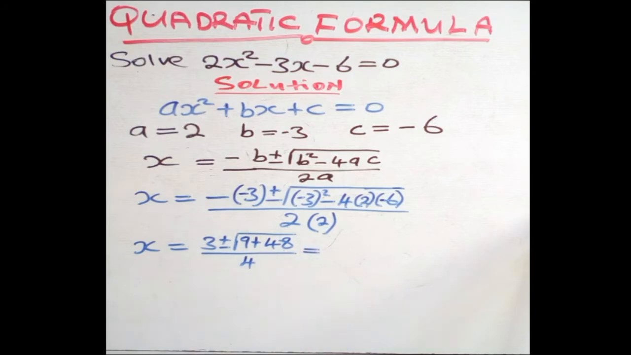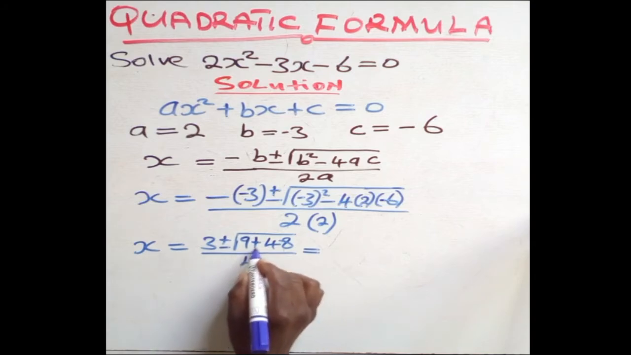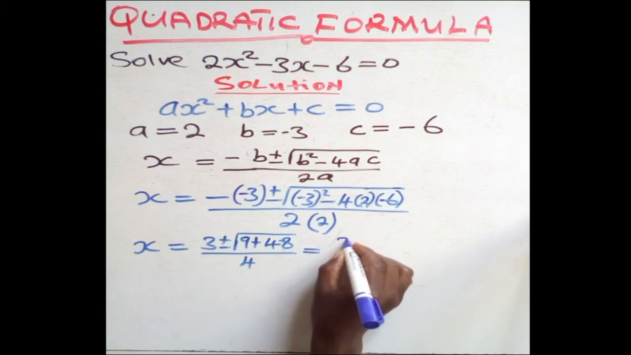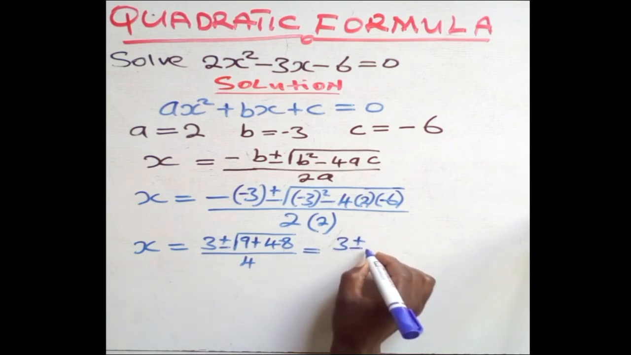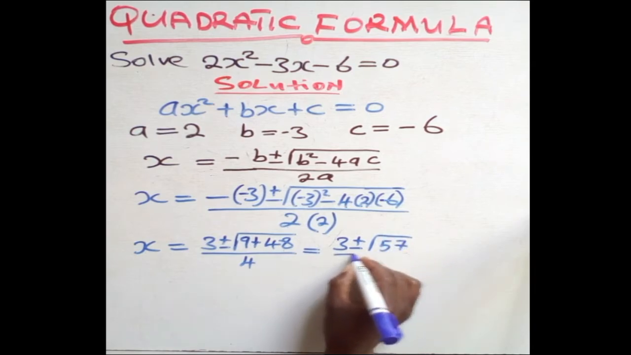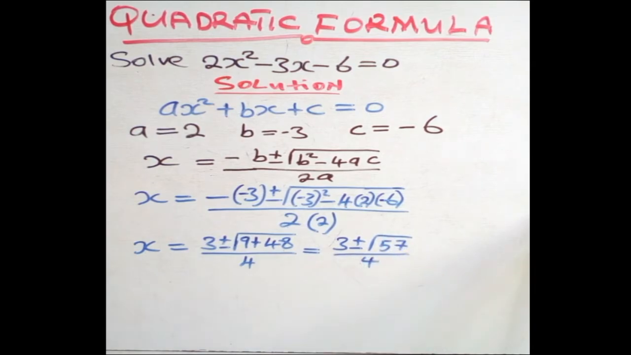This is going to be equal to, you add inside the root. When you add inside the root, what are you going to have? You are going to have 57, because 9 plus 48 is 57. So then, this is equal to 3 plus or minus root 57 over 4.